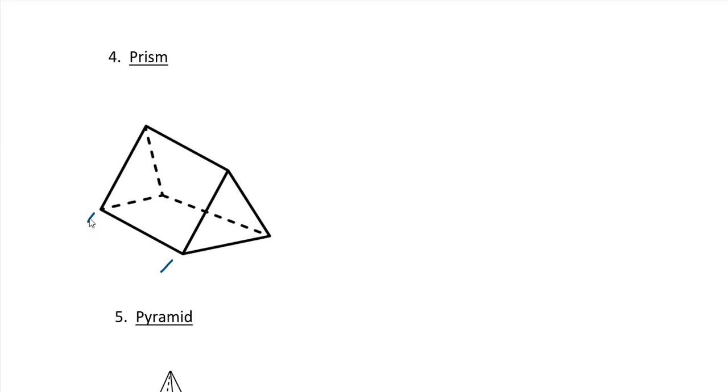Let the length of the prism be L, and let this be an equilateral triangle of side, let's say, A. So in this case also there is no curved surface area, there is only flat surface area, which will also be the total surface area. All you have to do is take the sum of all the surface areas. So there are two triangles and three rectangular surfaces.